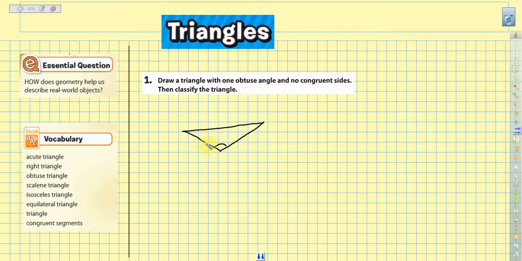Then I have all three sides are not equal. Here's one, here's two, here's three, and none of them are equal. So I basically have an obtuse triangle. Or you can call it an obtuse scalene triangle. Scalene, none of the sides are equal. Obtuse, one angle that's larger than 90 degrees.